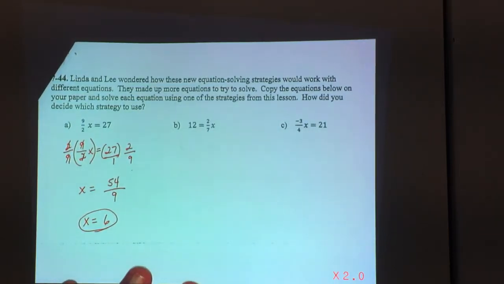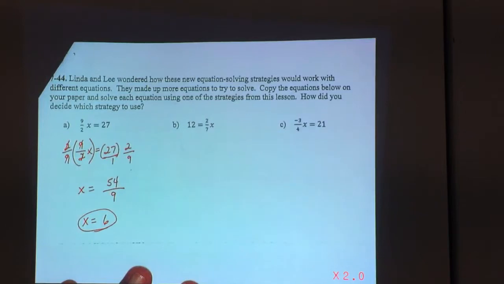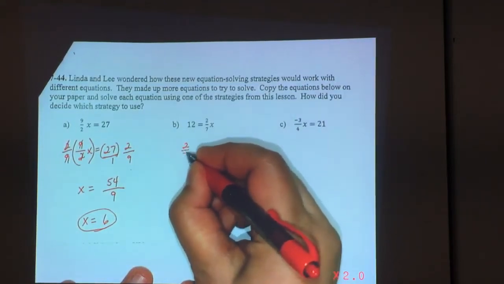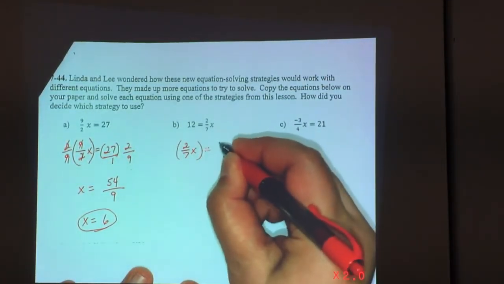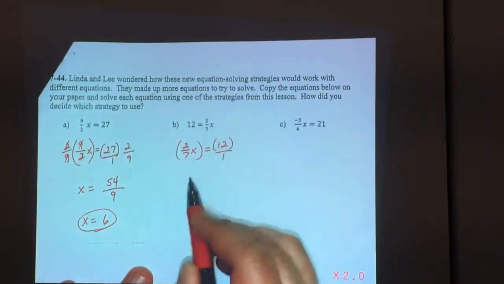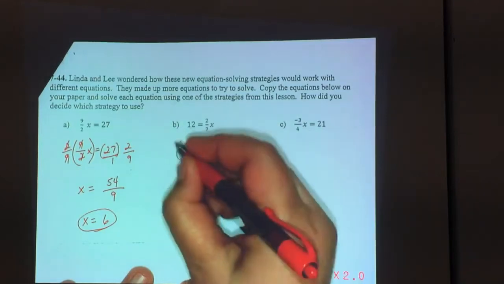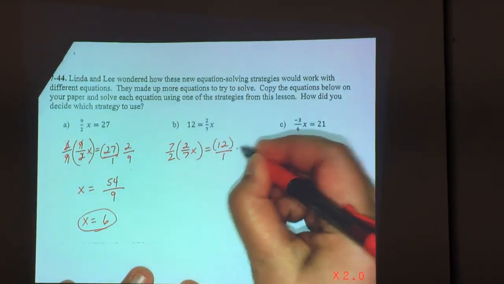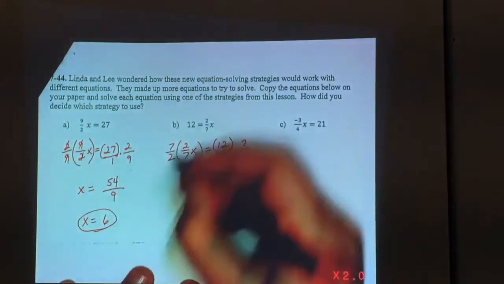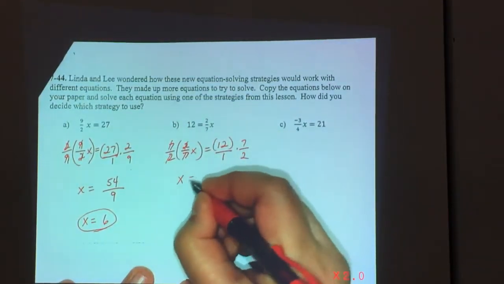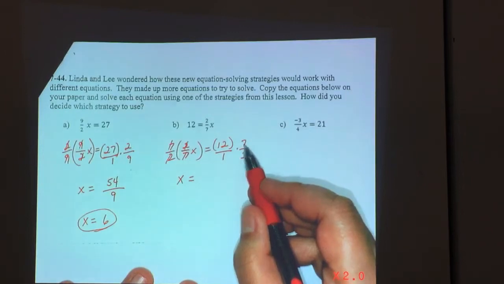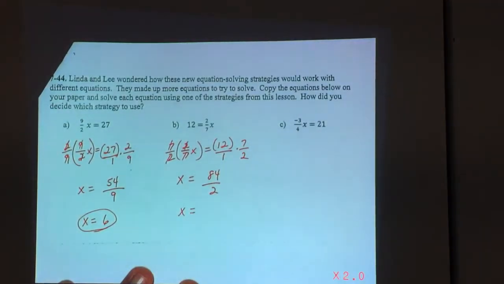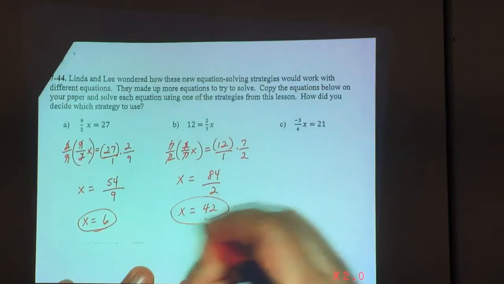Alright, next. Oh, look it. My variable is on the right. I don't like that. So I'm going to rewrite it like this: 2/7 x equals 12. I'm going to put a 1 under the 12. What's the reciprocal of 2/7? 7 over 2. Alright. So look, giant 1. I just have x. What's 12 times 7? 84. 1 times 2 is 2. How many times will 2 go into 84? Lovely. 42. Circle.